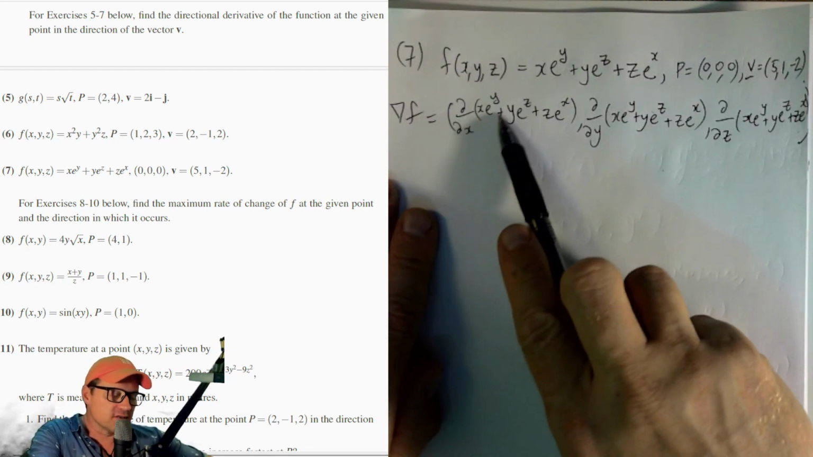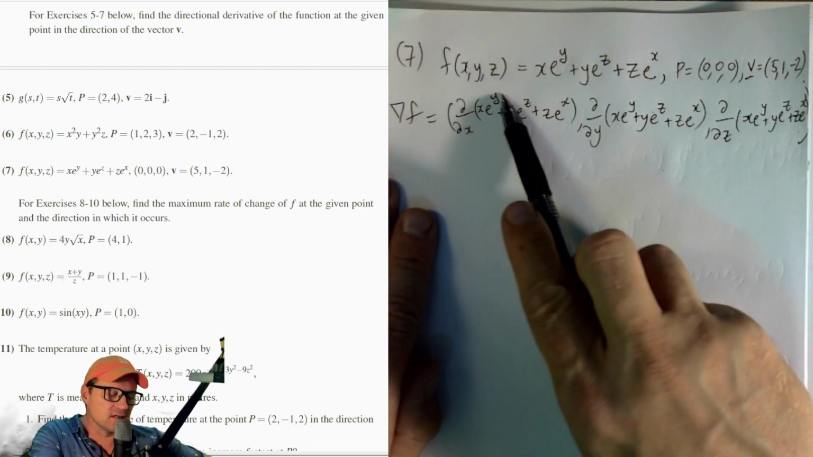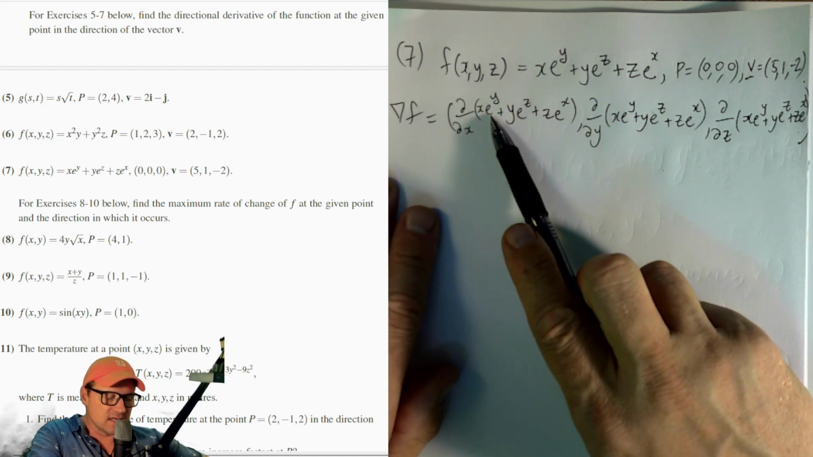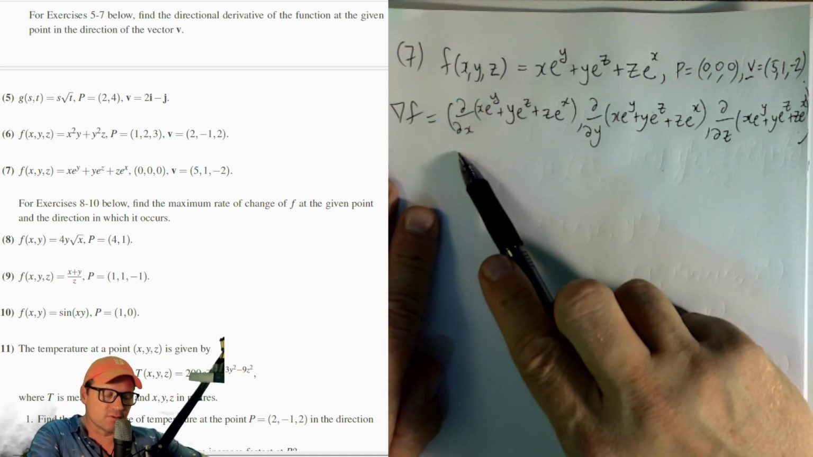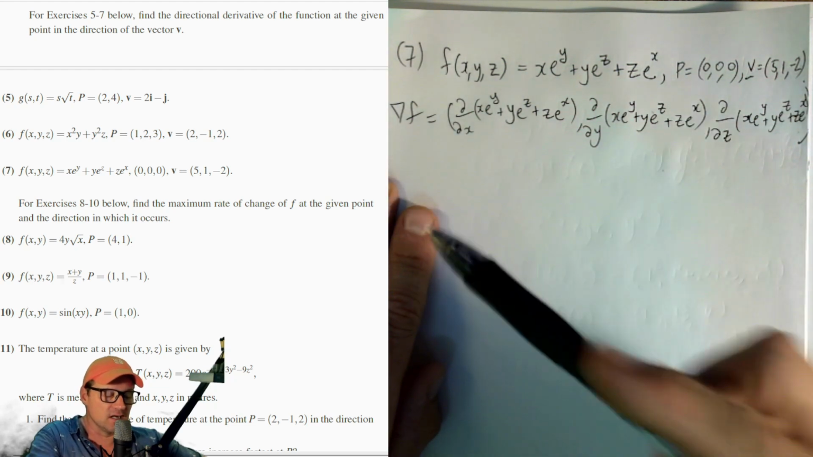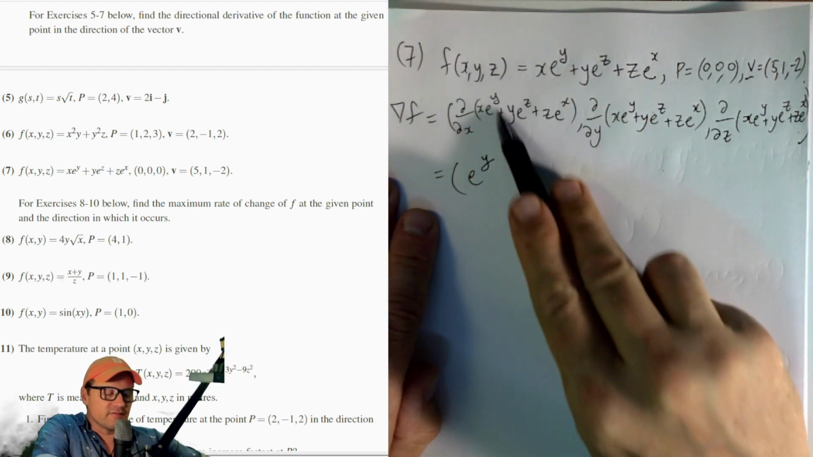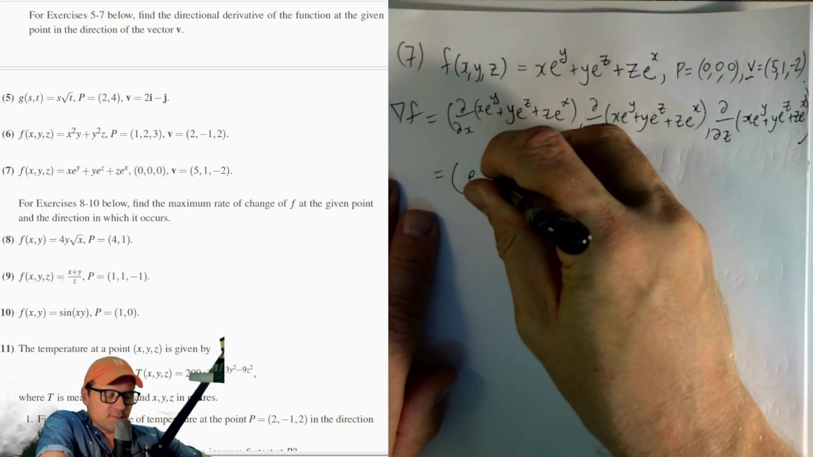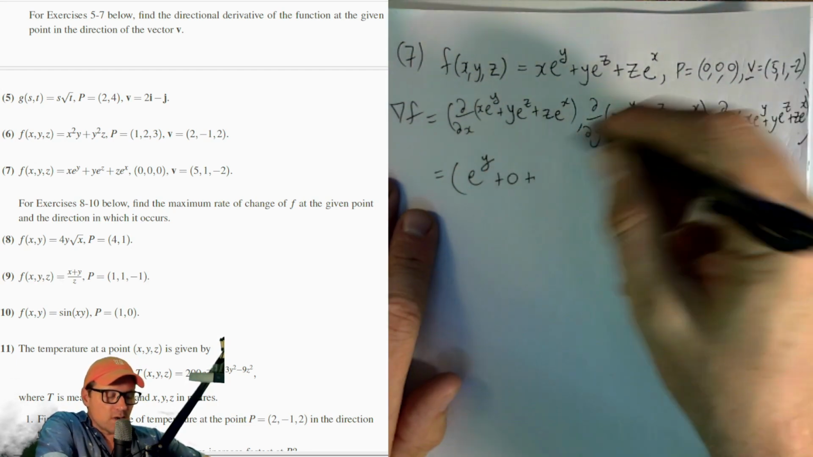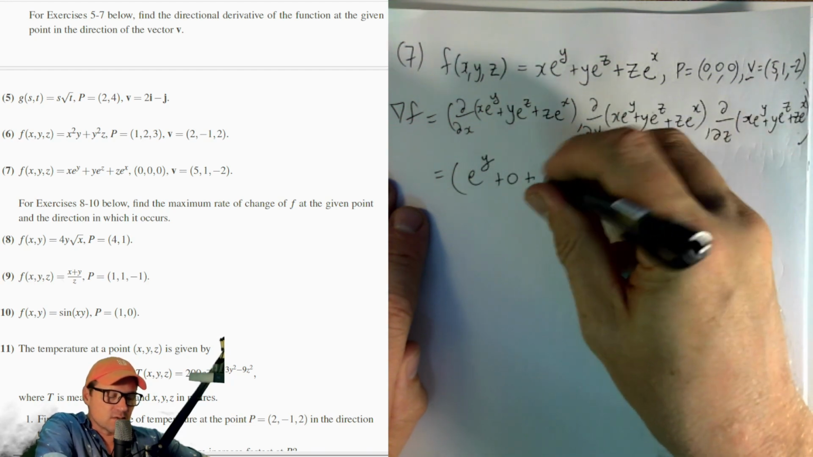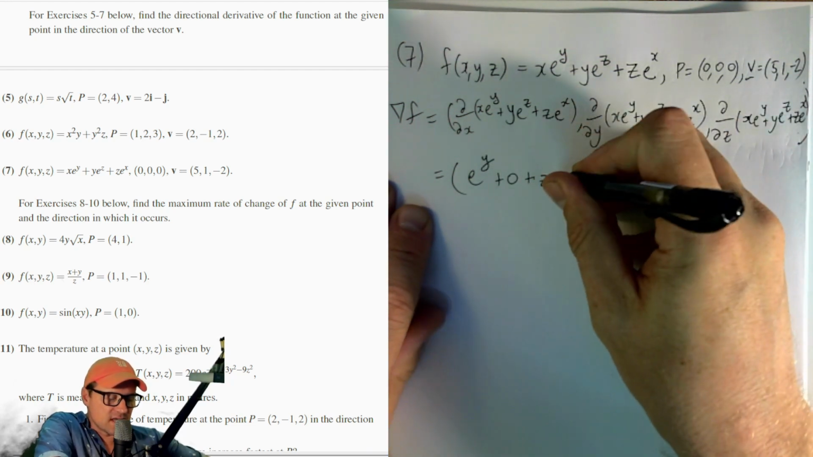So this first piece of it has x e to the y. Now e to the y can be treated as a constant. So this is e to the y times the derivative of x with respect to x, which is just e to the y times 1, so we have e to the y. There, the derivative of y e to the z with respect to x is 0, and then we have z times the derivative of e to the x with respect to x, which is just e to the x, so z e to the x.